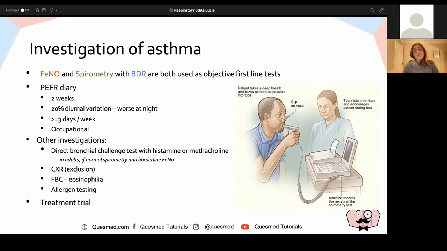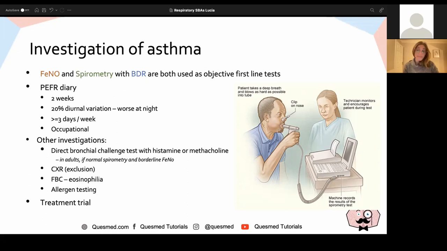Other indications of asthma are high eosinophils in a full blood count, or IgE. You might be doing, especially in children, specific IgE to known antigens, like tree pollen and dust mites and things like that, and allergy testing. And then ultimately, with most patients, you'll do a treatment trial, and that will give you the answers to whether this really is asthma.